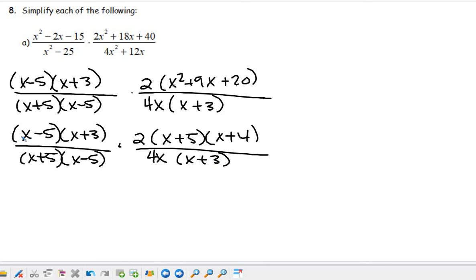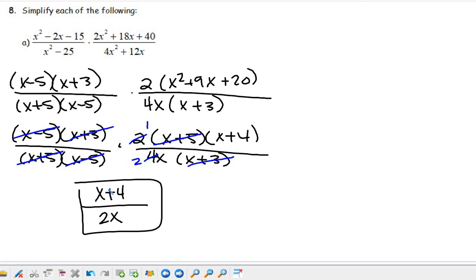So then we can cross out. We have an x minus 5, x minus 5, plus 5, plus 5, plus 3, and a 2 and a 4. But don't forget your x. So that leaves me with an x plus 4 in the top over 2x. Be super cautious not to mark out the x's or the 4 and the 2. You cannot do that. That's a binomial. You can only mark out a cross multiplication.